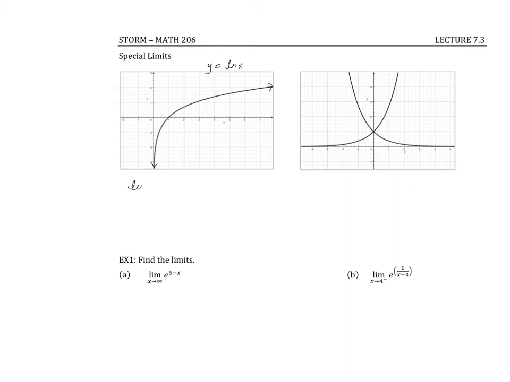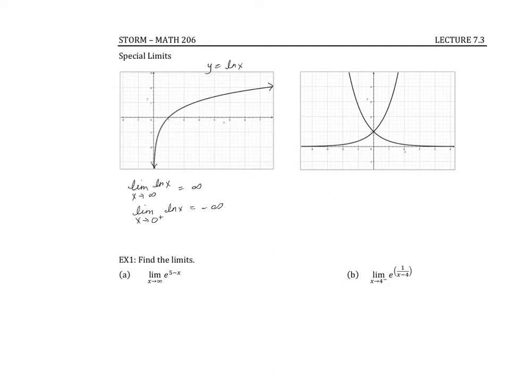If you look at this graph and you want to evaluate the limit as x goes to infinity of natural log of x, well, as x goes to infinity, the y values are also going to go to infinity. And then if we look at the limit as x goes to 0, and here we're going to approach 0 from the right, of the natural log of x, the graph goes down to negative infinity.